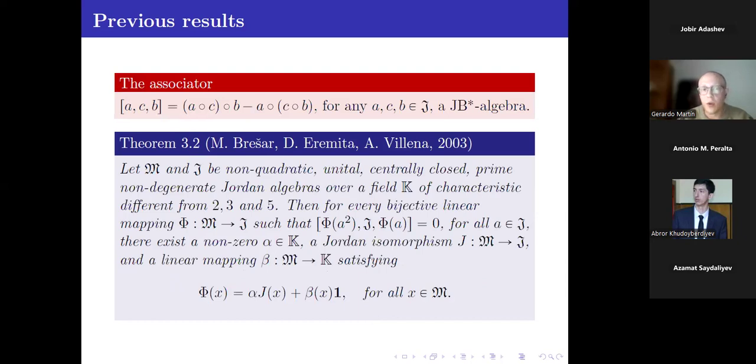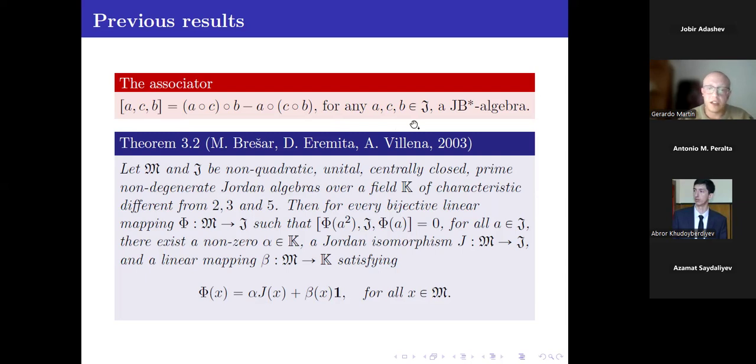If we now look for a similar result for Jordan algebras, first of all, we know that the Jordan product is commutative. So when we wonder when two observables in these Jordan structures are going to be compatible, we explain that in terms of operator commutativity, or what is the same, in terms of the associator. The associator is defined in the following way for any three elements in a JB-star algebra.